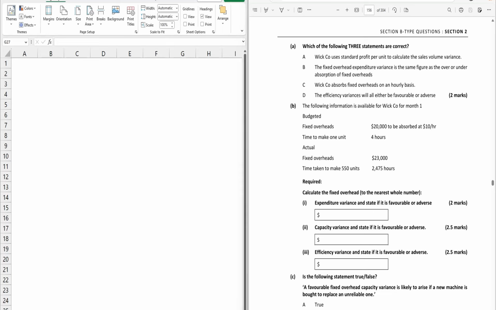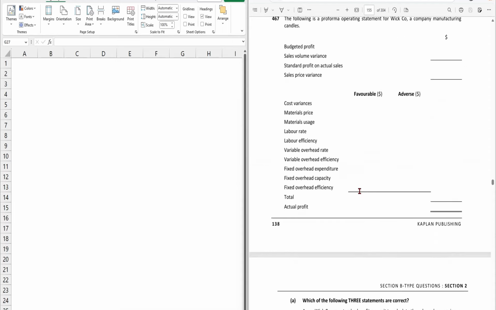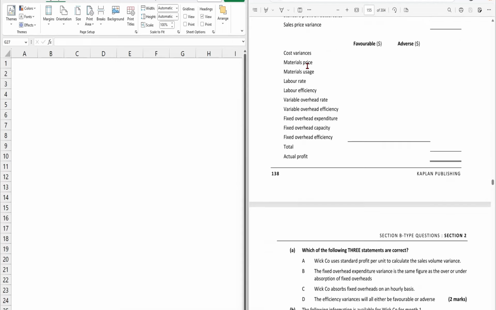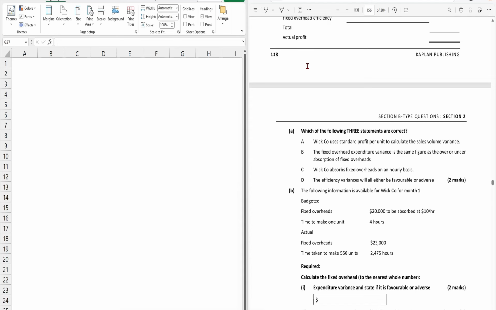The first statement is: the company uses standard profit per unit to calculate the sales volume variance. If you remember the formula of the sales volume variance, yes, we take the difference in quantity and multiply it by the standard profit per unit. But there are two things, standard profit and standard contribution. Here you can see they have used the profit, not the contribution. Yes, so this statement is correct.